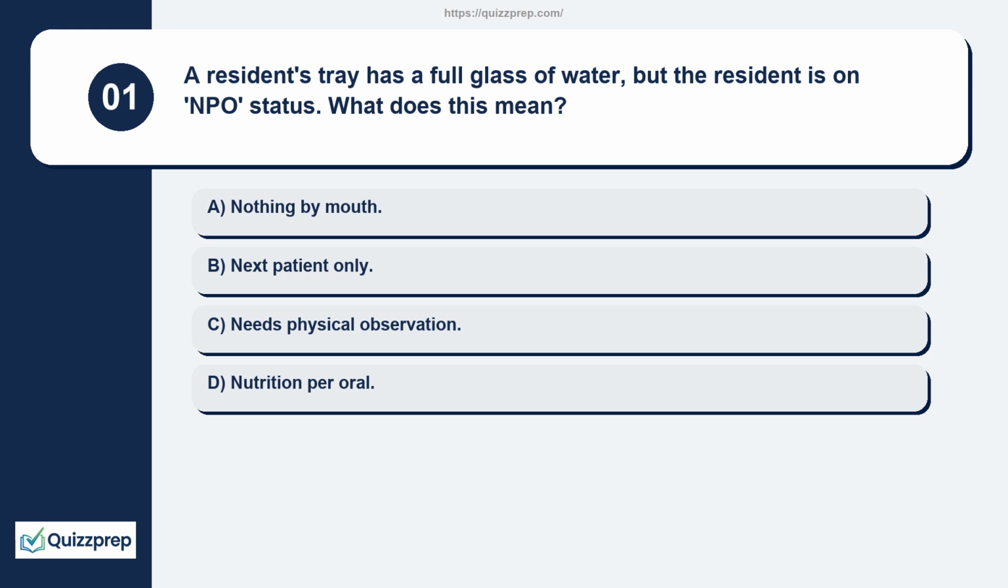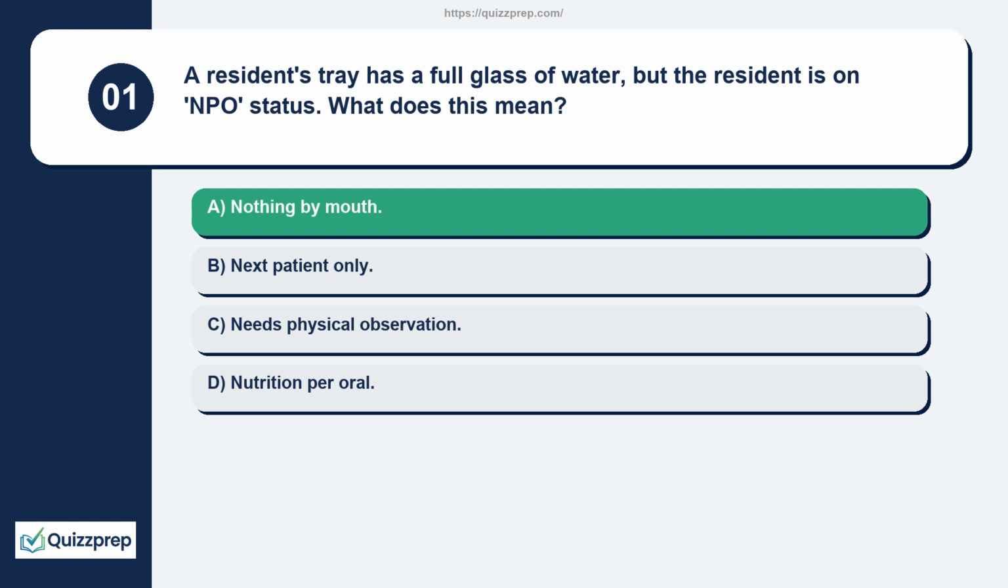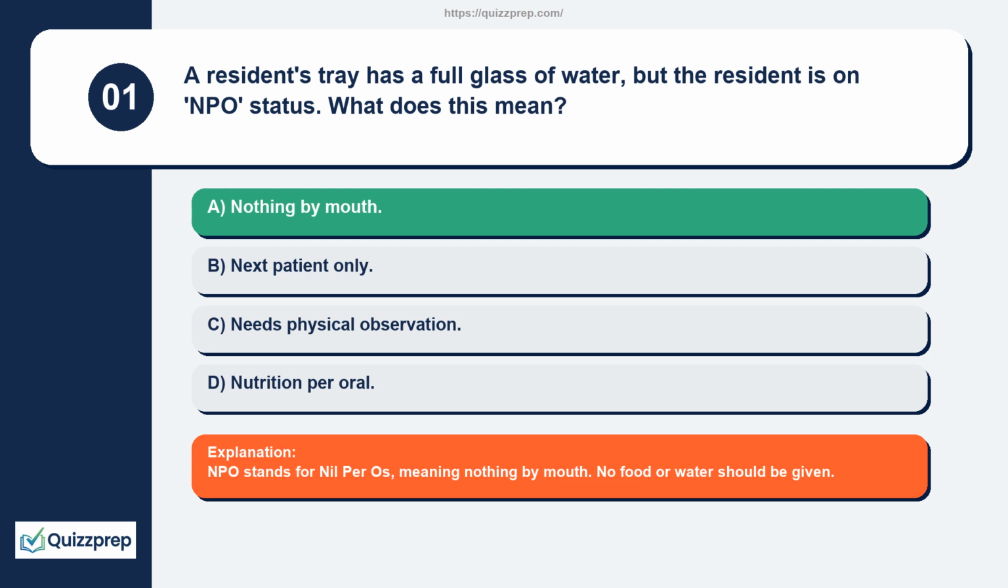Question 1. A resident's tray has a full glass of water, but the resident is on NPO status. What does this mean? Nothing by mouth, next patient only, needs physical observation, nutrition per oral. NPO stands for nil per os, meaning nothing by mouth. No food or water should be given.